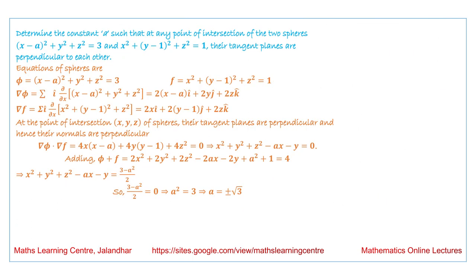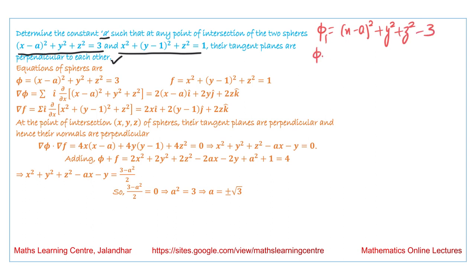Now the next question we have is: determine the constant a such that at any point of intersection of the two spheres, these are the equations of two spheres, their tangent planes are perpendicular to each other. So we are talking about two surfaces. The first surface is phi 1 is equal to (x minus a) square plus y square plus z square minus 3, and phi 2 we have, that is x square plus (y minus 1) square plus z square minus 1, is equal to 0.